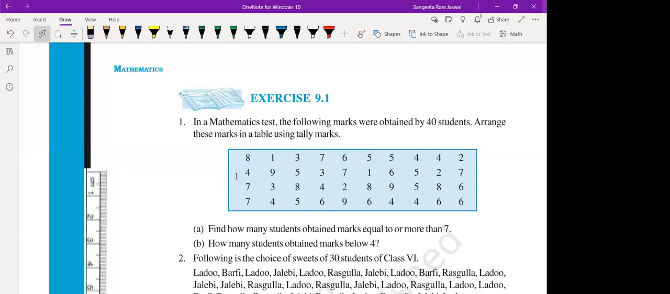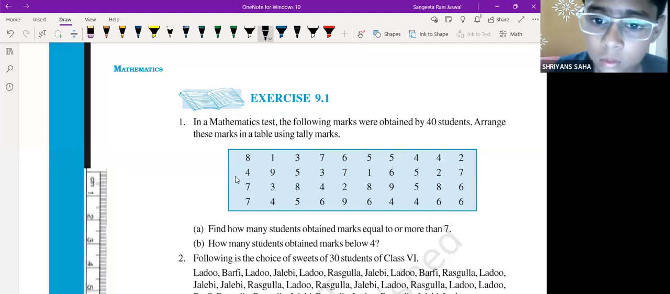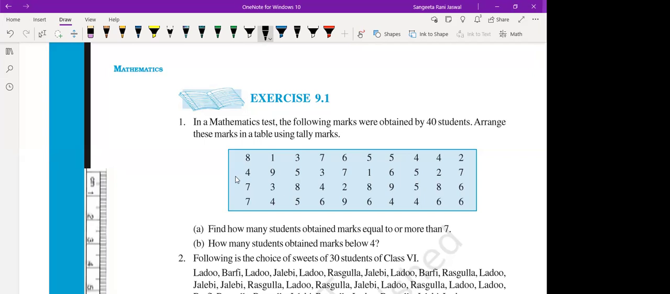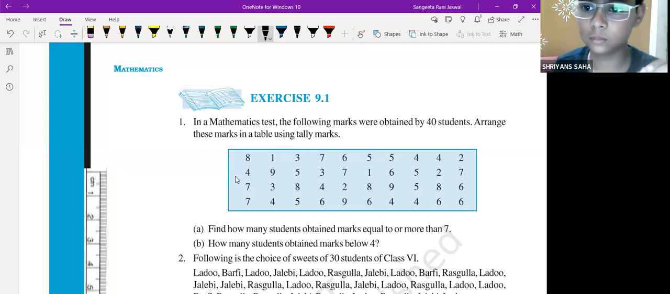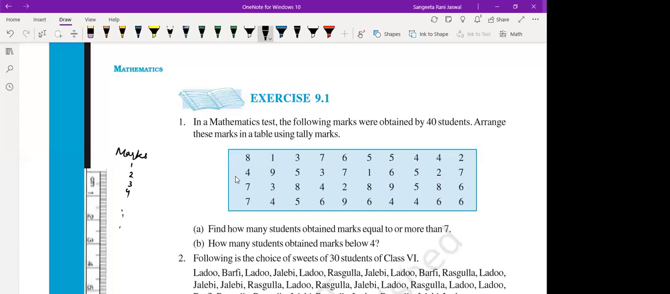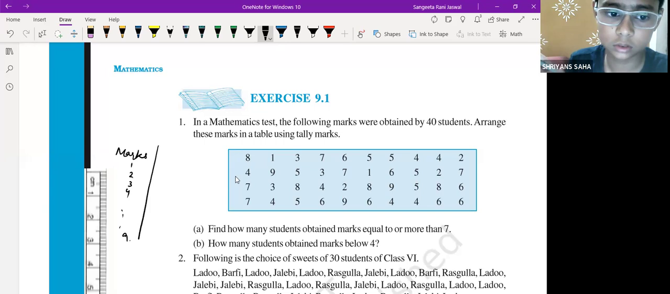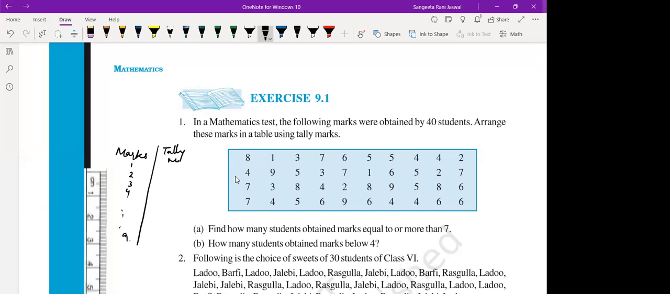Yes, ma'am. So what columns will you make? First, we should write the marks, ma'am. Marks. We will start from 1, 2, 3, 4, up to 9. I can see the maximum marks is 9. Then next will be your tally marks. Then the number of students who got the marks. Very nice. Then at the end, you will find the total also. Chalo, start doing. Everyone do it in your notebooks, and you will be showing me your notebook on the screen.